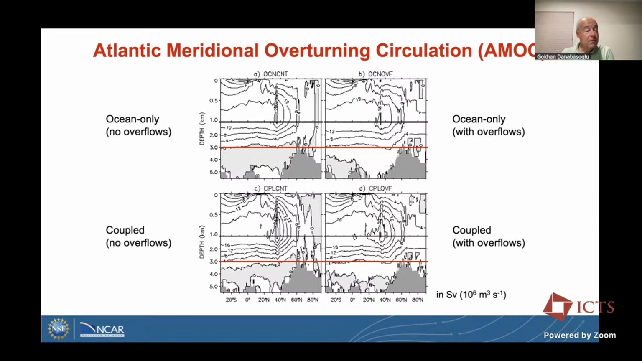However, even if we have the best overflow parameterization in the world, if the surface fluxes are garbage, then we are not going to actually form the source waters needed for the overflows. So in that case, we are at the mercy of the surface fluxes and atmospheric model.